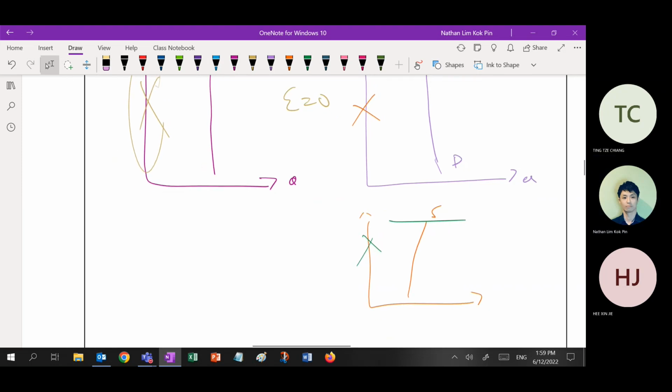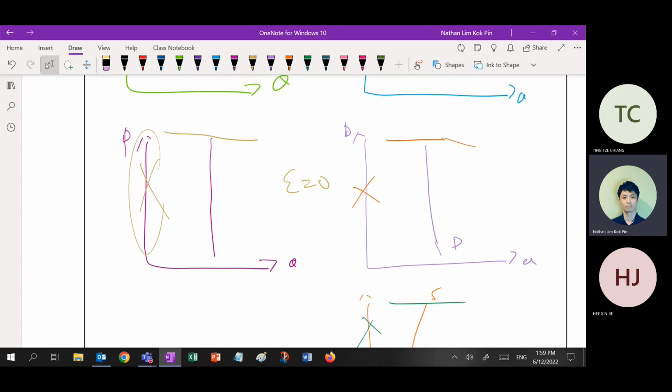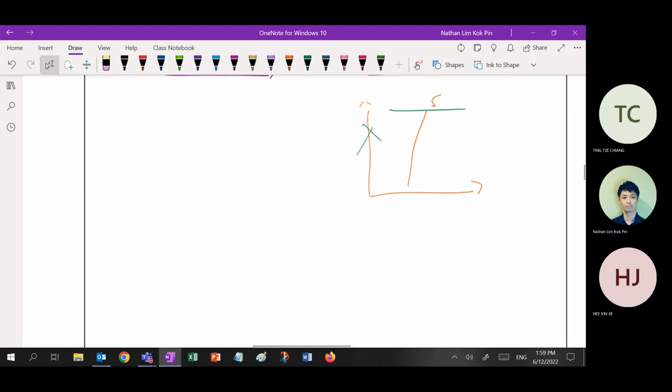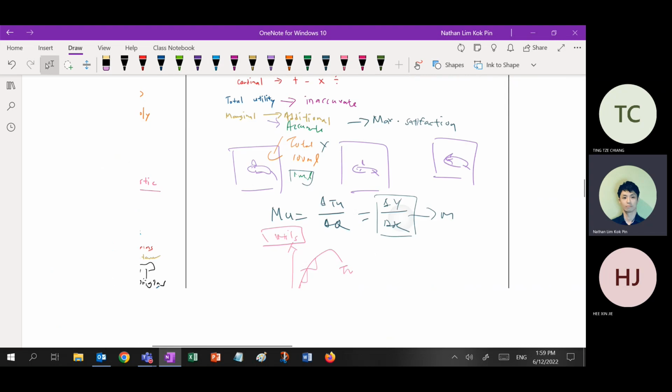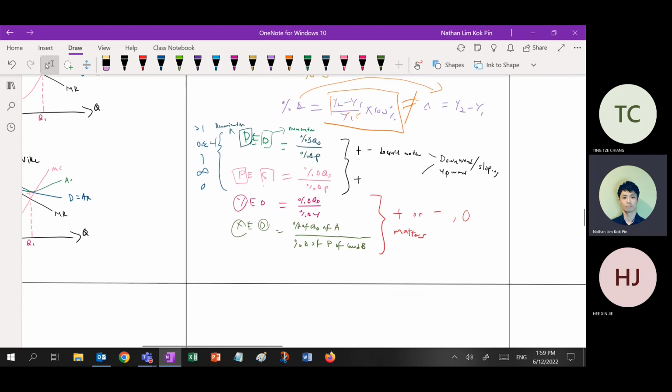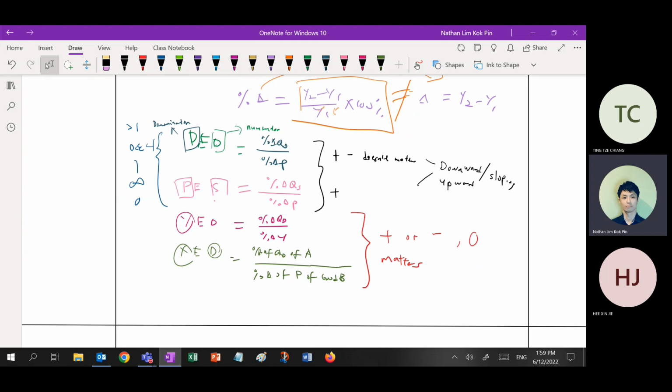If you don't even draw the elasticity correctly, how can I give you marks? Because the burden will be wrong. Your consumer burden and producer burden will be wrong. So you must make sure you draw correctly, okay? That's for elasticity. That one's for PED and PES together. The last part is the positive or negative signs for YED and XED.